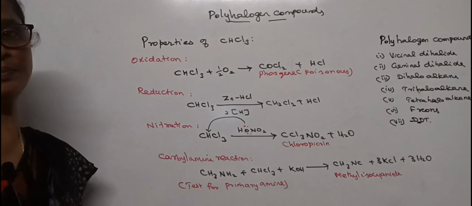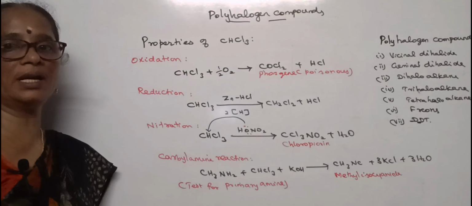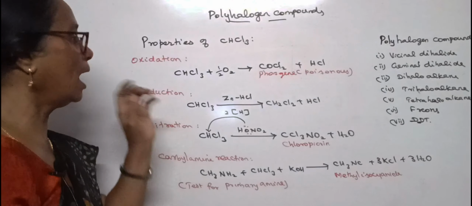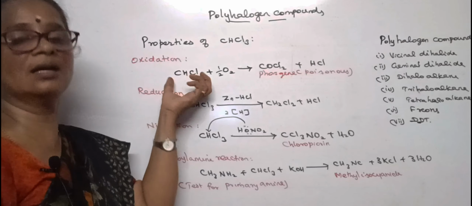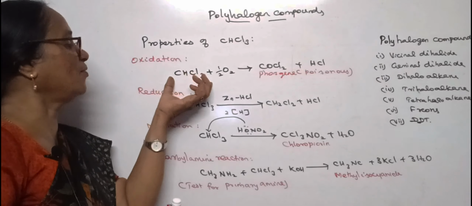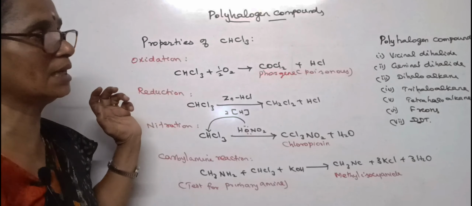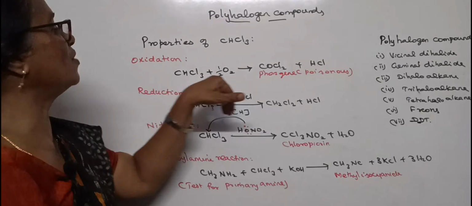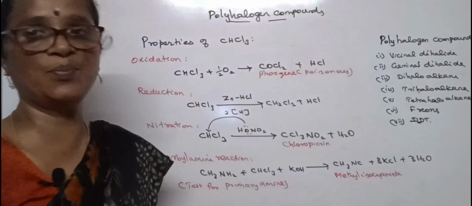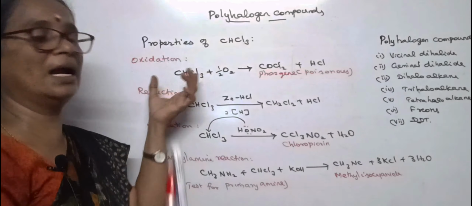Properties of chloroform. Chloroform can undergo oxidation, reduction, nitration and carbylamine reaction. When it is oxidized, it forms phosgene, a poisonous substance. Actually, in medicine, chloroform was used as an anesthetic because when the vapors of chloroform are inhaled, they make one unconscious. But when chloroform undergoes oxidation with air, it forms phosgene, a highly poisonous substance, and hence nowadays chloroform is banned for use as an anesthetic.